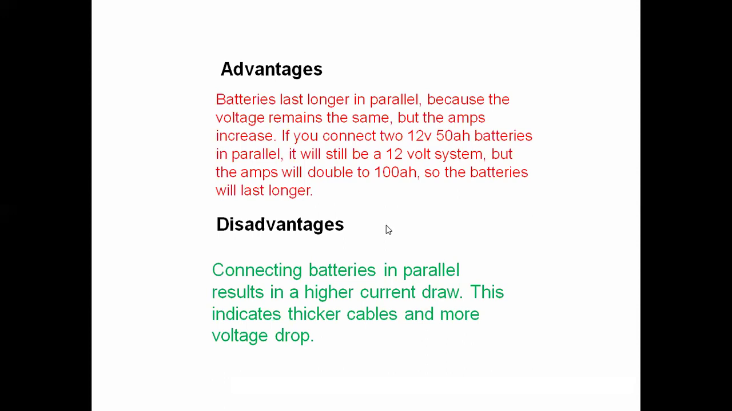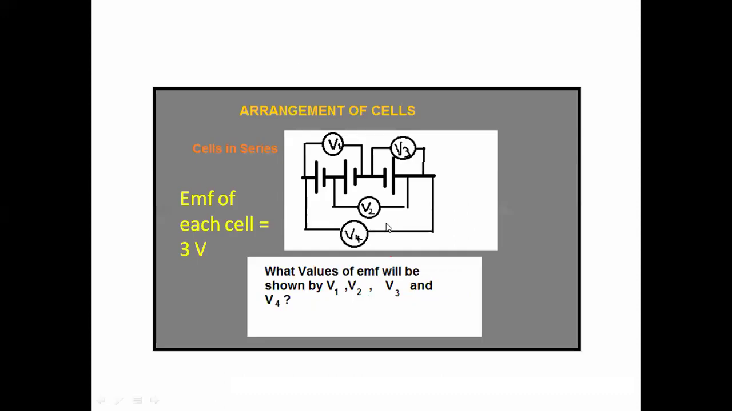Thicker cable will of course be expensive, and a larger current means more IR drop in the external circuit. I into R. In series circuit, because in series combination of cells the current is smaller, the IR drop in the external circuit will be smaller.